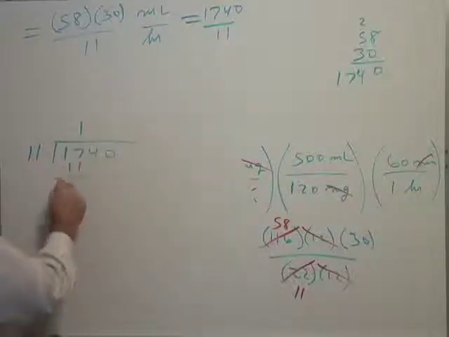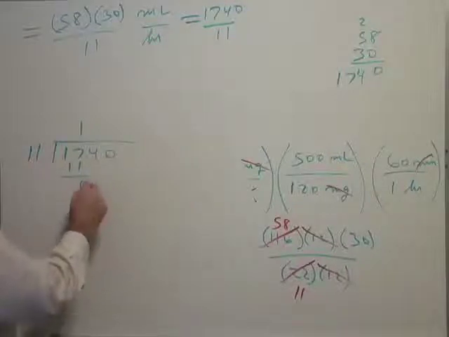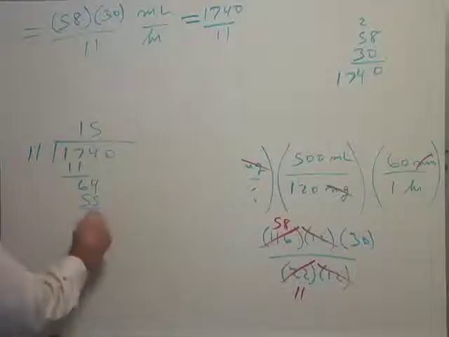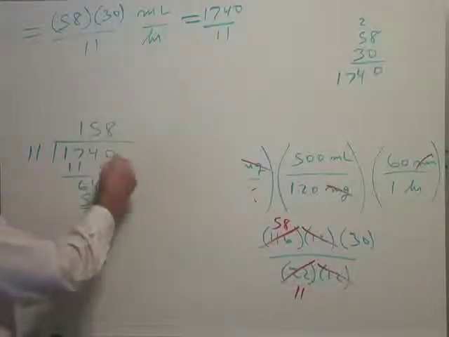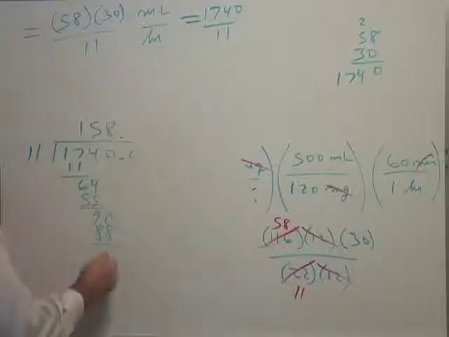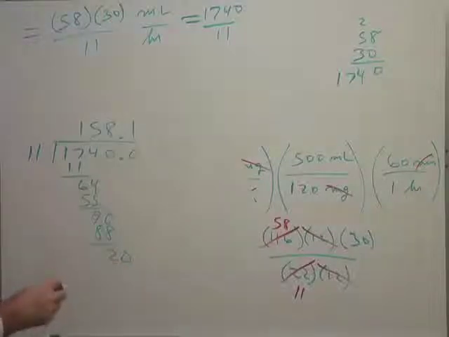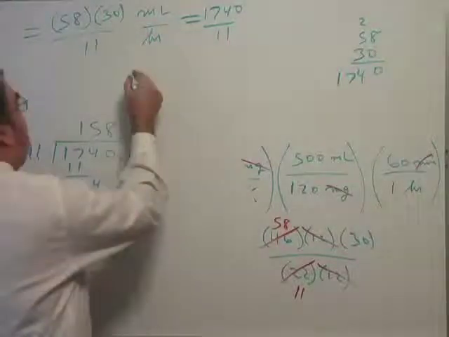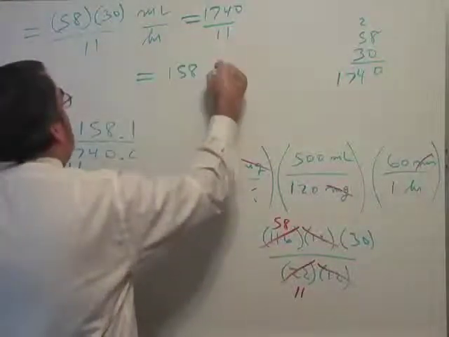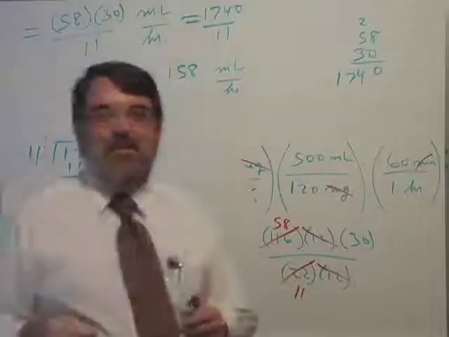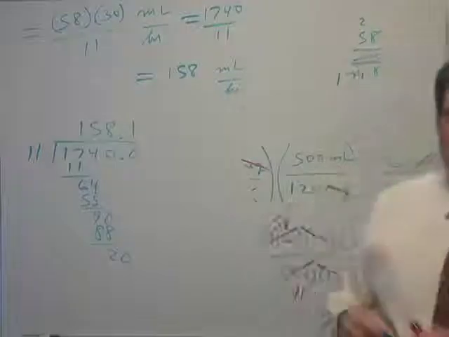Alright, so we're dividing 11 into 1,740. It goes one time. Bring down a 6. 5 times 11 is 55. That's 9, 0, 8, 88. And the next decimal is going to be a 1. So let's round it off to 158 milliliters per hour. There we are. So there's the flow rate on this problem. A lot of arithmetic there.